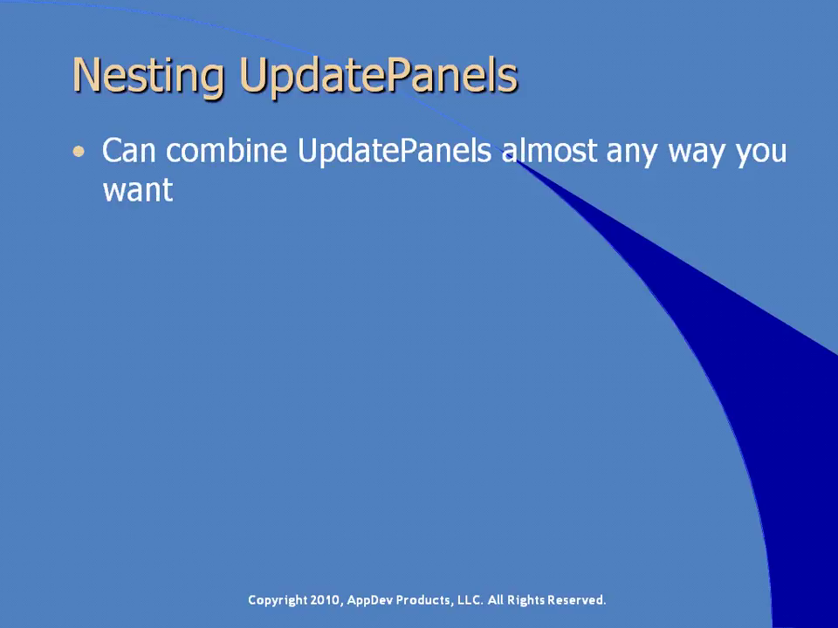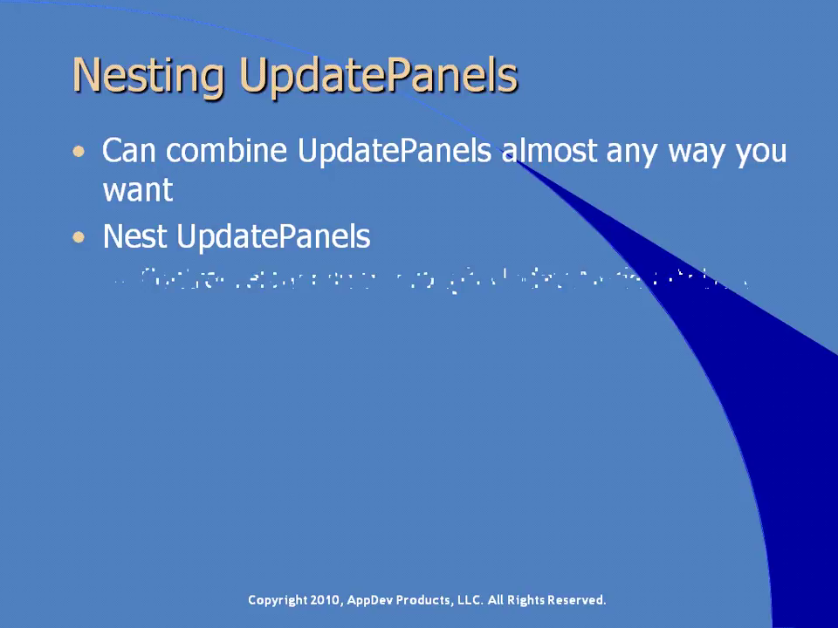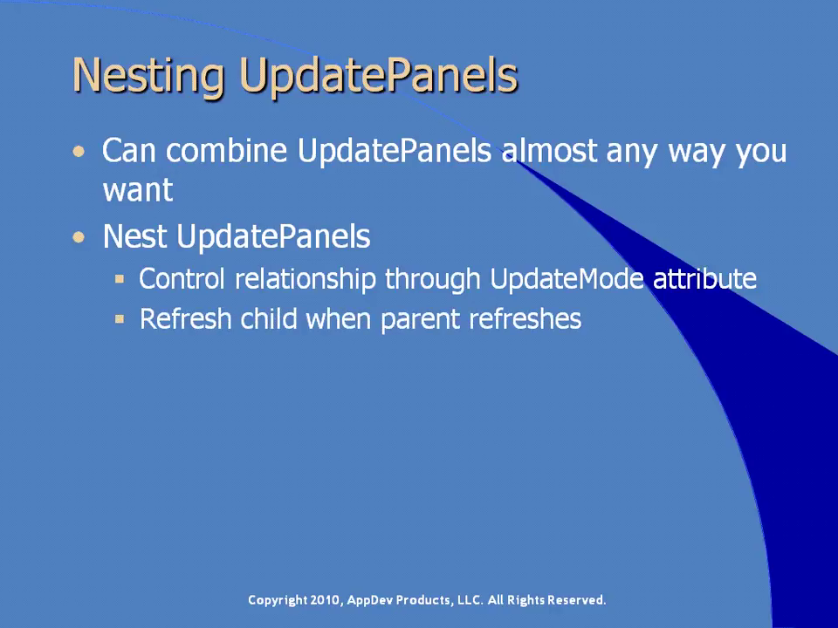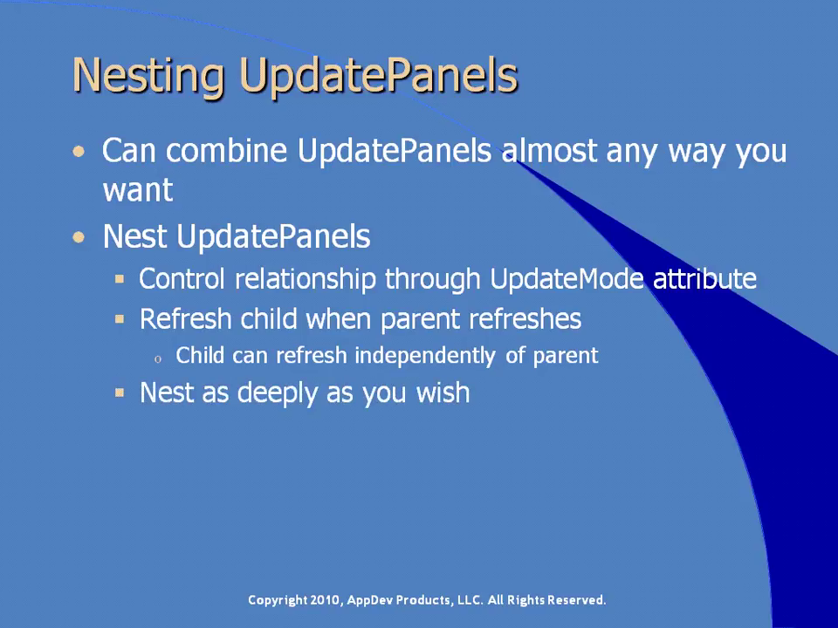The ways you can combine update panel controls is virtually unlimited. Depending on how the partial page postback areas on the page are related, you can also nest update panels, controlling their relationship through the Update Mode attribute. This is a handy technique when you want a region on the web page to refresh whenever its parent refreshes. But the child can refresh independently of the parent. You can nest update panels as deeply as you wish, and all descendants refresh any time an ancestor refreshes.